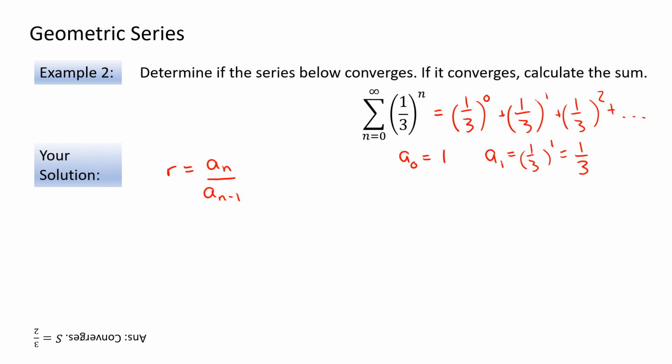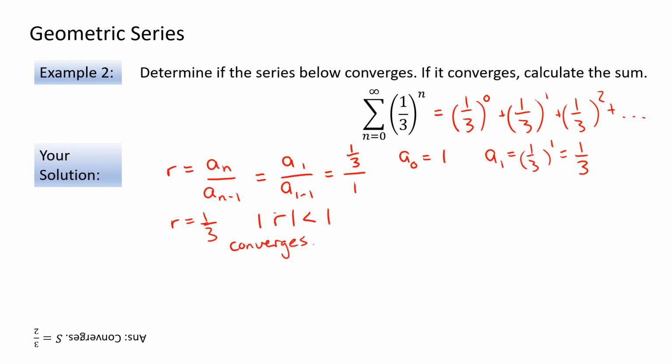So what we have here for our ratio is we'll start with the second term, a to the exponent 1, and that's divided by a to the exponent 1 minus 1, or a to the 0, so the first term. Substituting our values in, we get 1 over 3 divided by 1. So our ratio here is 1 over 3. And remember, the absolute value of the ratio has to be less than 1 for it to converge. In this case, 1 over 3 is less than 1, so we do know that it converges.